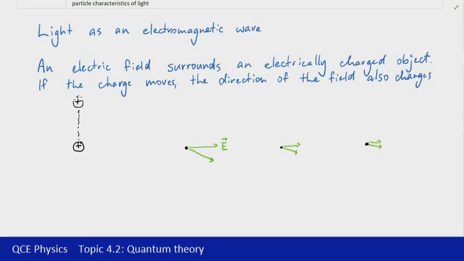If then the charge was to oscillate backwards and forwards, so if the charge was instead to then move down this way and then continue to swing backwards and forwards between those two positions, what we would see is that the electric field is going to change backwards and forwards between those particular directions. So by changing the position of the charge, we can change the direction of the electric field.